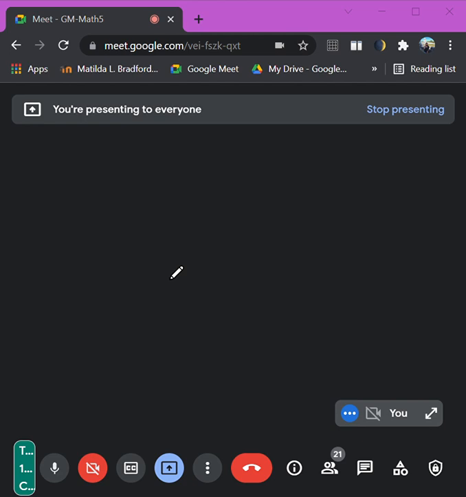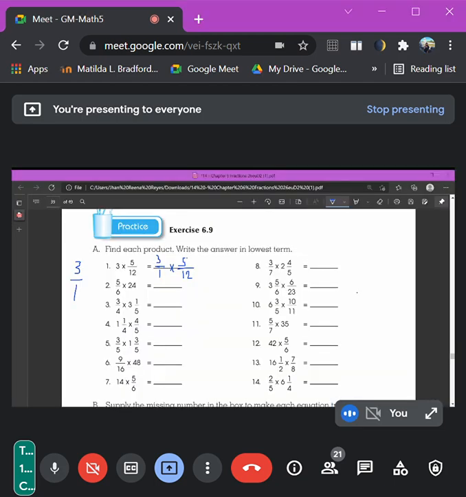Okay? So, meaning to say, your 3 is equivalent to 3/1. And then you multiply it by your 5/12. Okay? Do you understand class how we got 3/1?